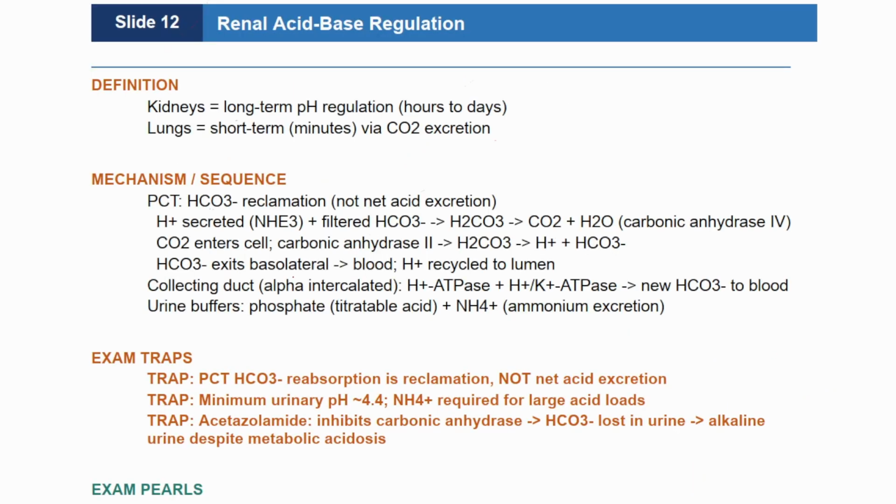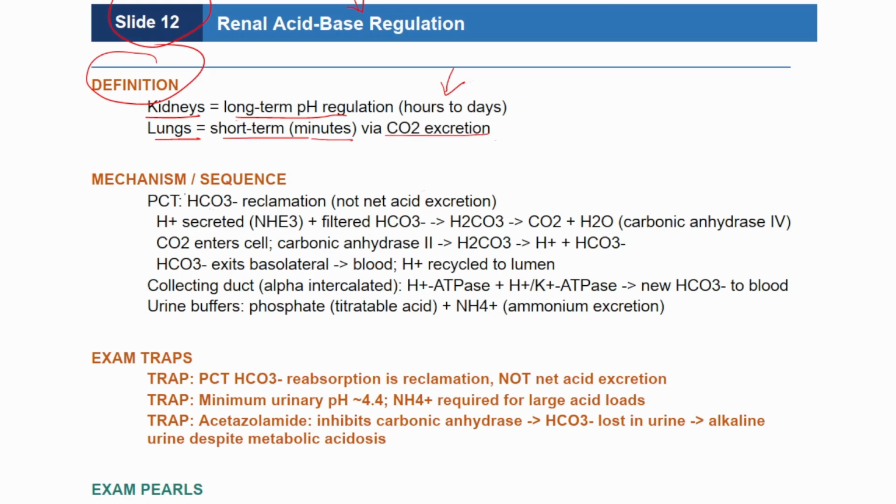4.4 pH wall. Moving on to slide 12, we will look at the exam traps and pearls for renal acid-base regulation, and we will solidify what we have seen in our conceptual canvas. Starting with core definitions, when it comes to managing the body's pH, the kidneys handle long-term regulation over hours to days, whereas the lungs manage short-term regulation within minutes via carbon dioxide excretion.